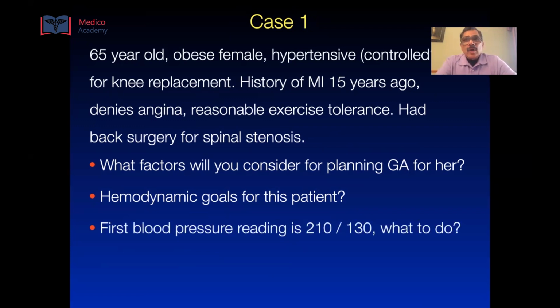And when you take her to the operating room and put her on the table and check the blood pressure, it shows 210 over 130 millimeters of mercury. So what do we do? Should we go ahead? Should we decrease the blood pressure by giving some nitro infusion or some other IV medication? So I will discuss that.